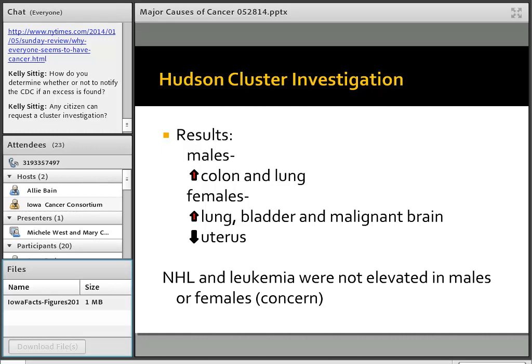And then in females, we had an increase in bladder cancer and malignant brain cancer, but we didn't see the same results in males. We were actually able to evaluate both of those, it's just that they were not significantly elevated. And then we saw the decrease in proportion for uterine cancer. We didn't see increases in non-Hodgkin lymphoma or leukemia, which is what his main concern was with the gasoline exposure.